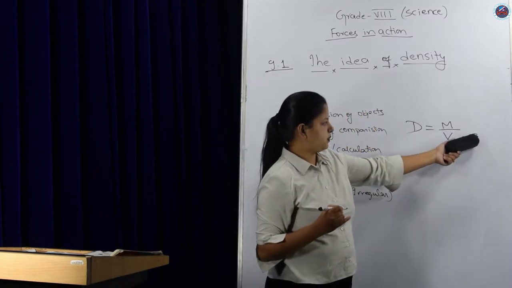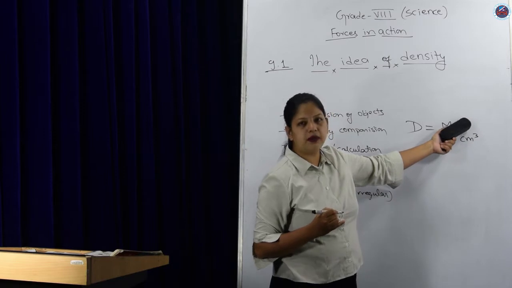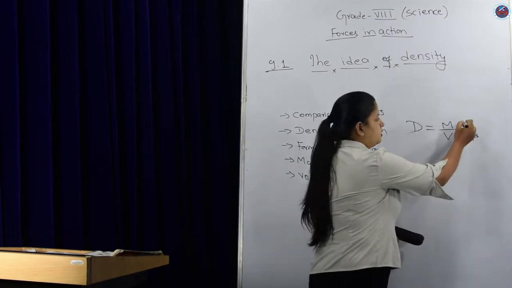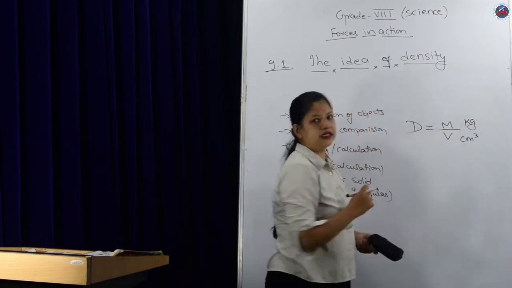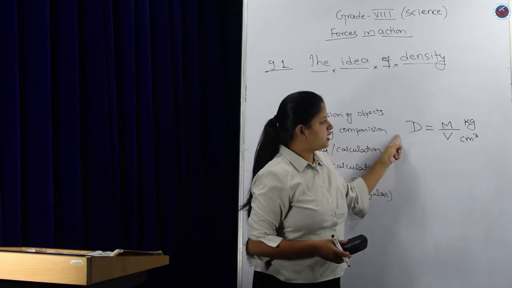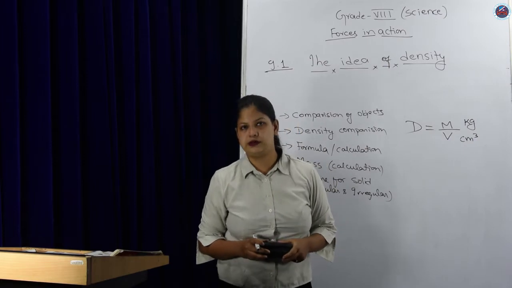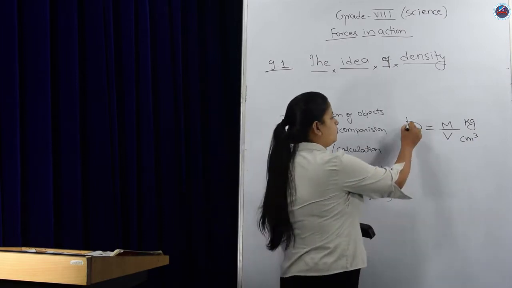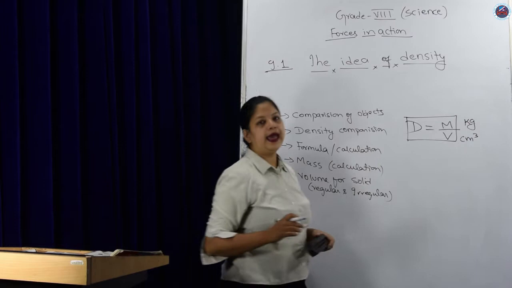In 1 particular cubic centimeter, how much mass of matter does it contain? For example, mass we usually calculate in kg. So this will give you the density of that particular object. That's why the density formula we have is D equals m by V.